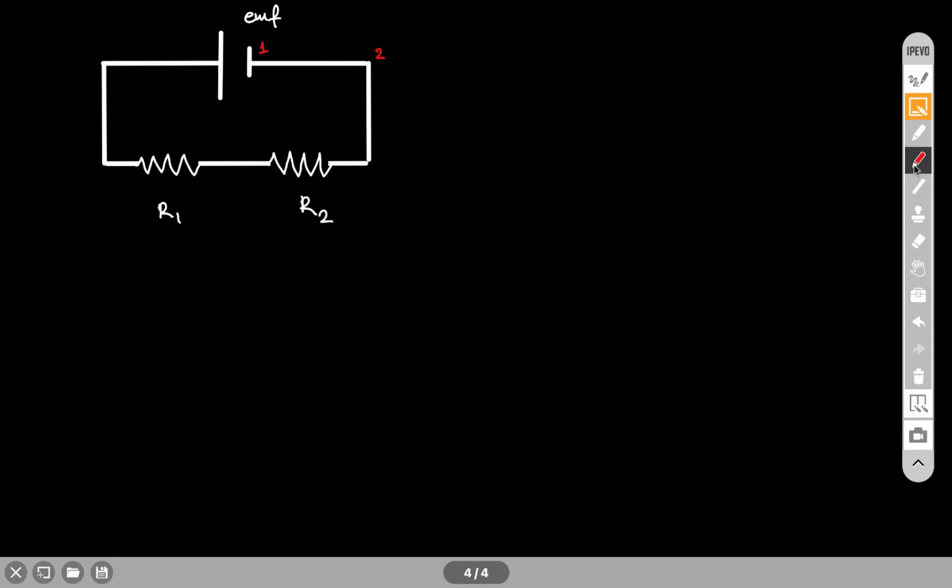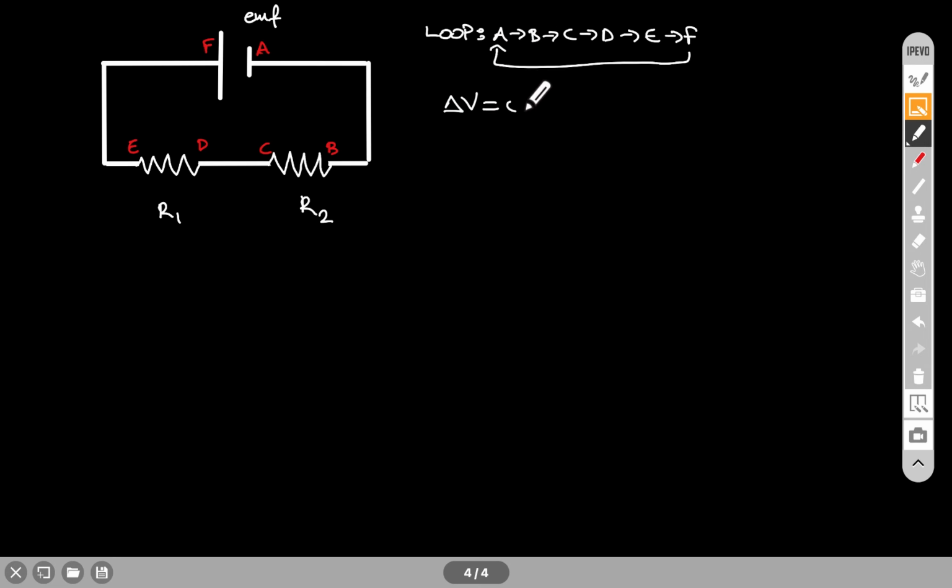And to make my life easier, I will use letters instead of numbers since I have R1 and R2, so that I don't get confused. This is A, this is point B, C, D, E, and then F, and then from F back to A. So my loop will be from A, I go to B, C, D, E, F, and from F I'm going back to A. And I know around the loop that the potential difference will be 0.